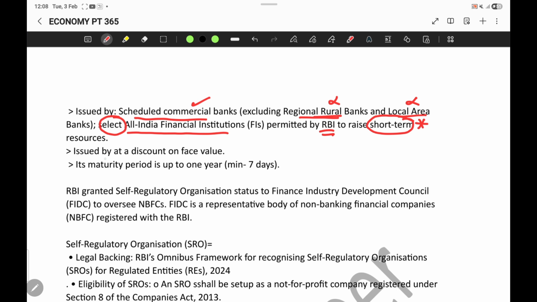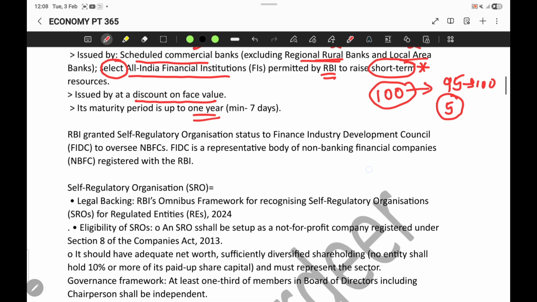Then they are issued at a discount on face value, meaning if the face value is 100 rupees, they are going to issue it at 95 rupees, while when giving back, the user gets 100 rupees back. So the 5 rupees earned is the profit, or the interest earned is taken as the value. So its maturity period is up to 1 year. Certificate of deposit's maturity is up to 1 year.